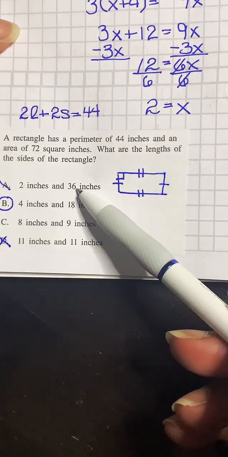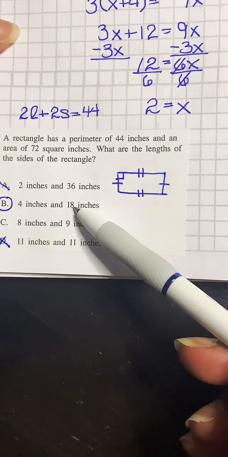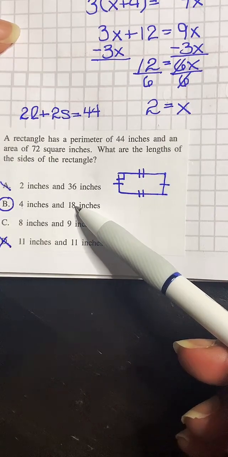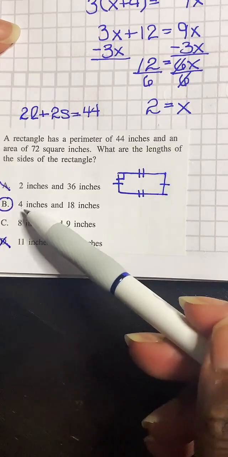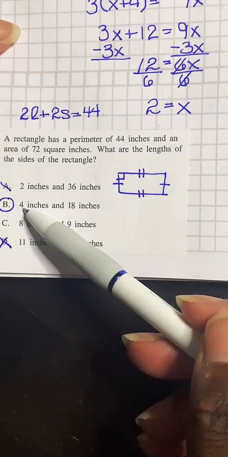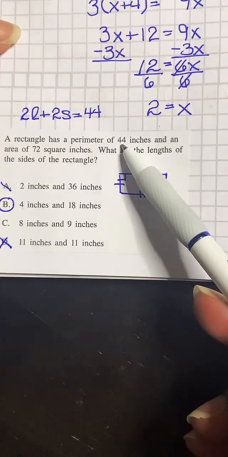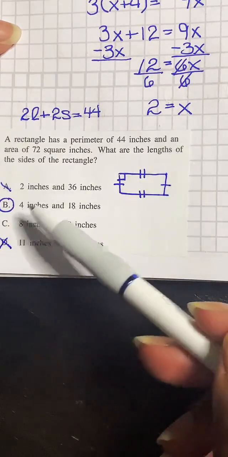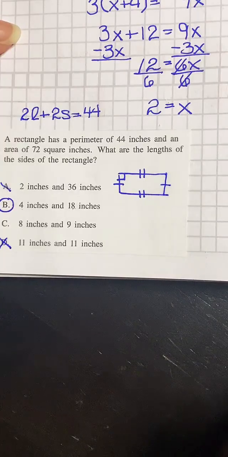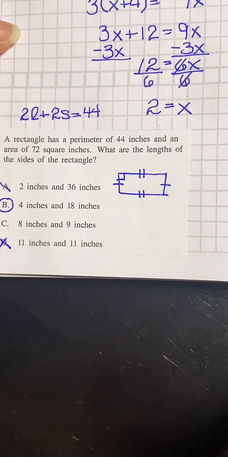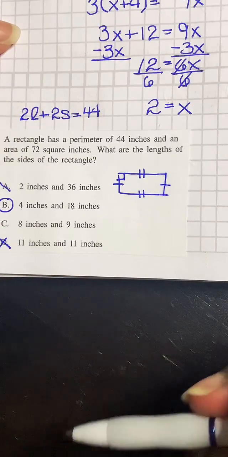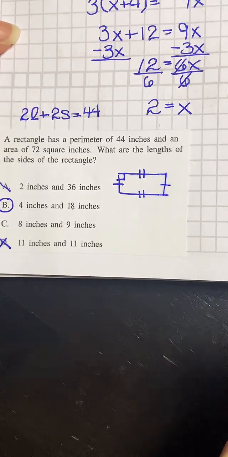If I double 36, that's going to give me 72. That's too big. That's gone. If I double my 18, I get 36. Okay, that's promising. Then if I double my 4, I get 8. So 36 plus 8 will give me 44. And we're looking for something with a perimeter of 44. That's why it's B. Because that's the formula for a rectangle. It's always 2 times the length and 2 times the width. Okay, just plug them on in.